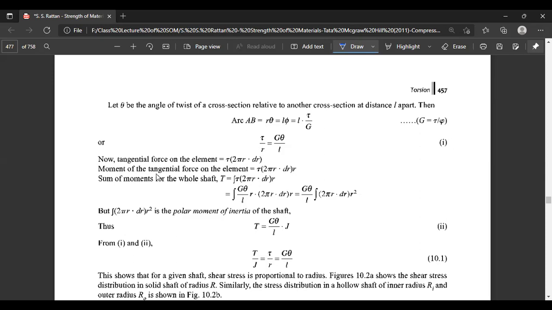Now, to calculate the moment, we multiply by the radius. So the sum of the moments over the whole shaft is the integration of tau into 2 pi R dr into R, or the integration from 0 to R of G theta divided by L into R, into 2 pi R dr into R. So G theta by L into the integration of 2 pi R cubed dr.